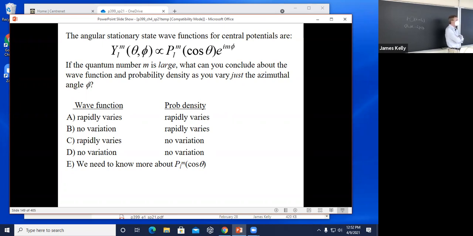All right, if you got a vote, hold it up. Try to look at Alvis 2 on the screen. Okay, I'm seeing 3 people definitely voting. 2 of them are voting for C, rapidly varies, no variation. That's actually the correct answer. Would one of you, both of you are in the room here, would you like to explain how you're thinking about that?